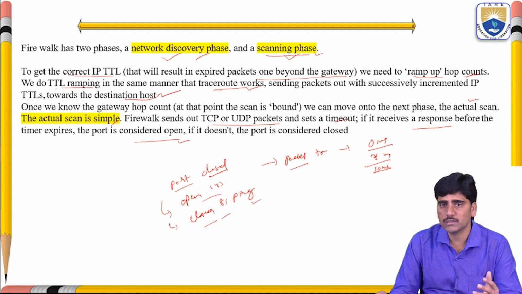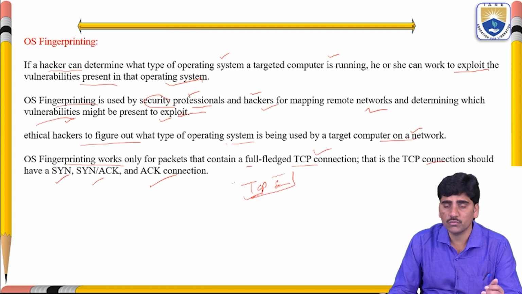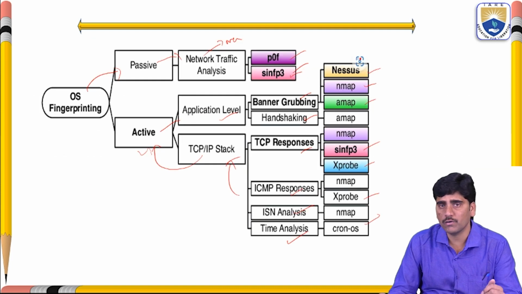There are two phases: the network discovery phase and the scanning phase. The network discovery phase connects to the target network to see whether it is alive or dead. After finding it alive, it moves to the scanning phase. Next is the OS fingerprinting phase. Fingerprinting is also a type of scanning technique used to find the vulnerabilities of the operating system. There are two types of OS fingerprinting techniques: passive OS fingerprinting and active OS fingerprinting.